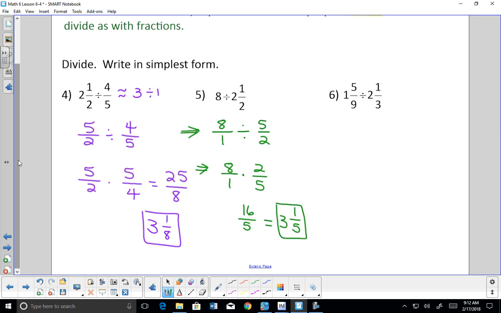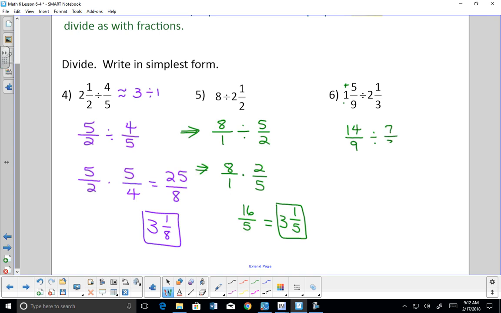Alrighty, let's take a look at number 6. 1 and 5/9 divided by 2 and 1/3. So I have to change both of these into improper fractions. 9 times 1 is 9, plus 5 is 14, so that becomes 14/9. Divided by, notice how I keep it a division problem until the very last step. 2 times 3 is 6, plus 1 is 7, this is 7/3.